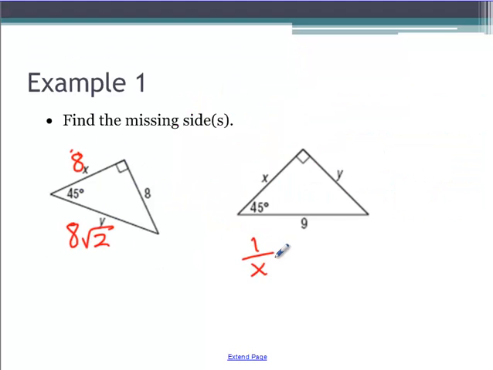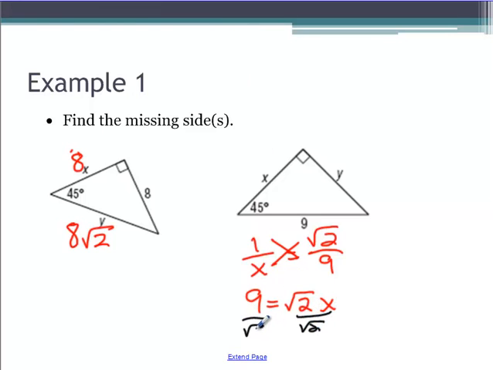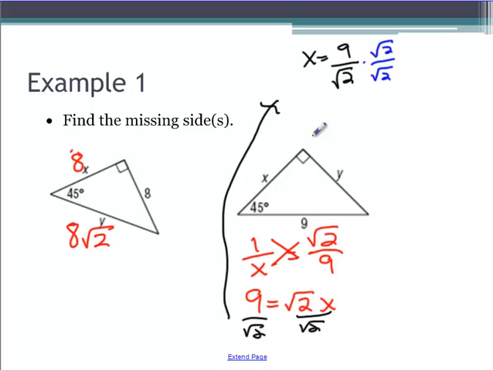So 1 over leg equals square root of 2 over the hypotenuse, 9. When I cross multiply, 9 equals square root of 2 times x. So I'm going to divide both sides by the square root of 2. And let's just bring this all the way up here just so I have some room. X is 9 over the square root of 2. But as we saw in our warm-up, we can't leave it like that, so I have to multiply by that square root. 9 square root of 2 is in the numerator.